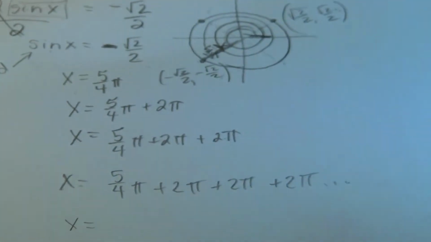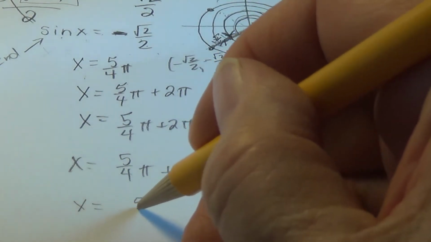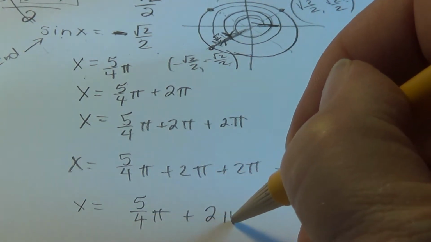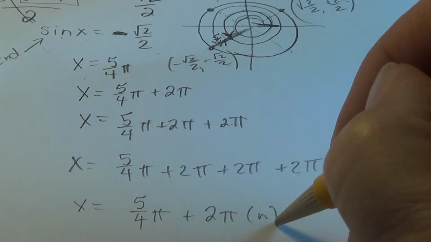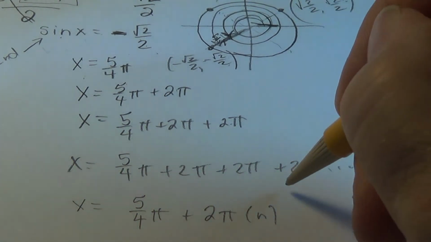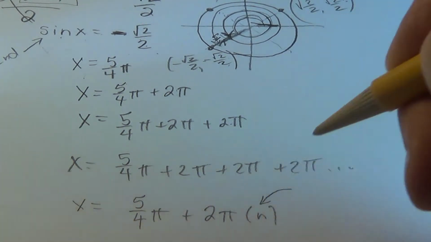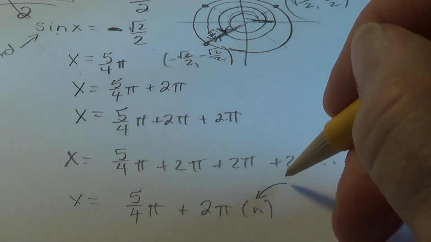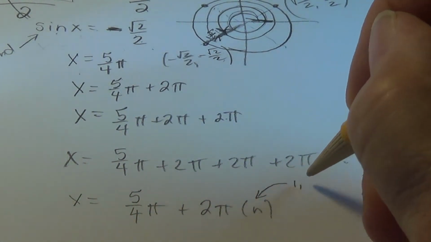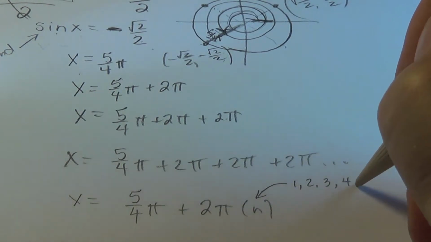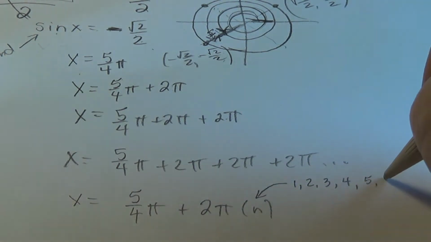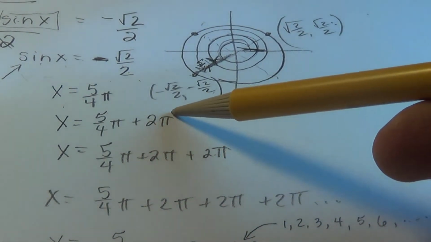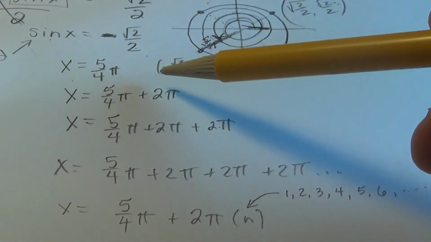So the way mathematicians handle this, instead of writing plus 2 pi for the rest of our lives, we write it like this. We say 5/4 pi plus 2 pi times n. What is n? Well, everyone knows. Anyone walking down the hall or anyone in your household knows that n means the numbers 1, 2, 3, positive whole numbers.